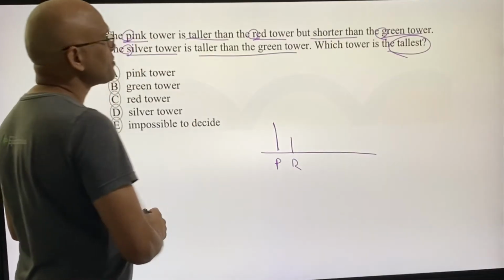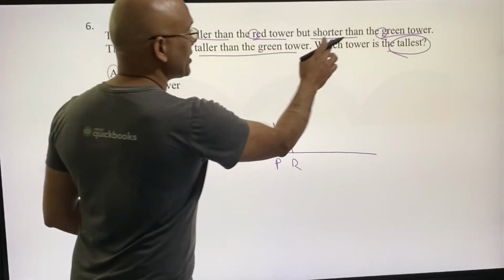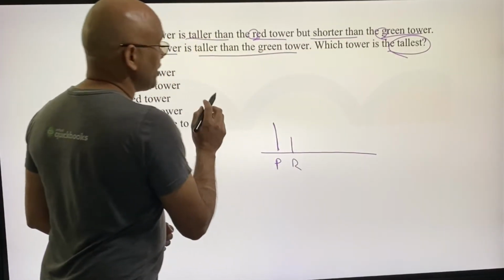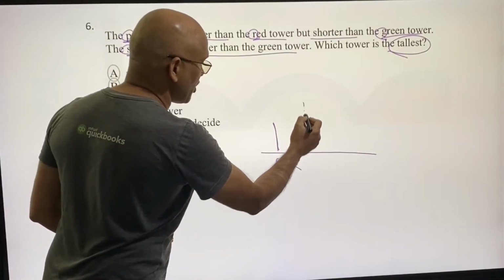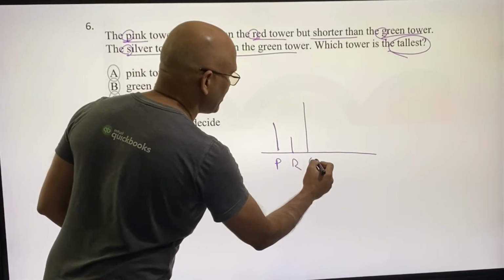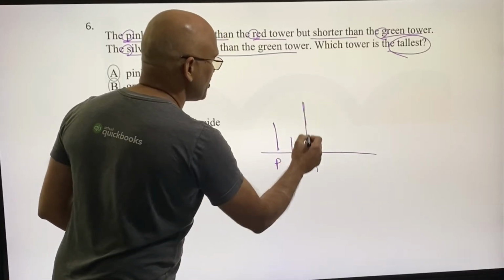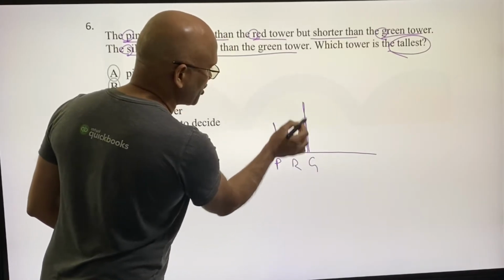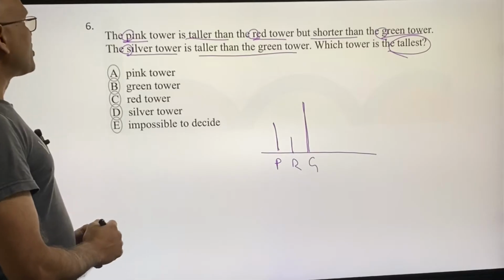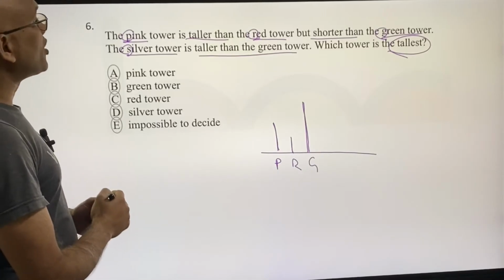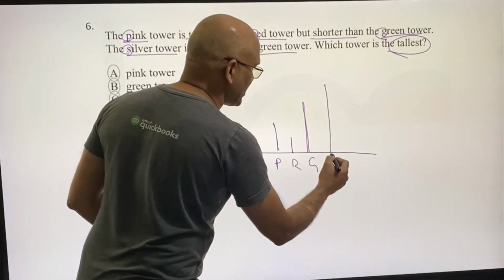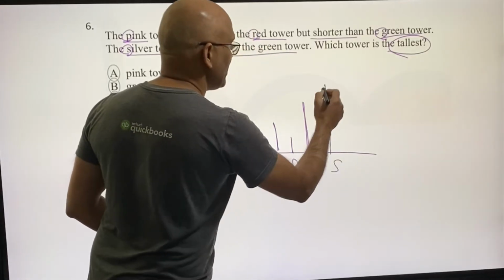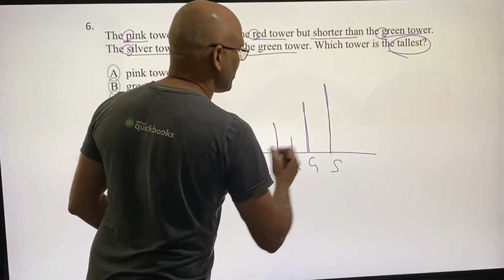But shorter than green tower. The pink is shorter than green. That means green is even taller, right? So this is green. So the pink is shorter than green. Now the silver tower is taller than green tower. The silver tower is even taller than green tower. So S for silver is even taller than the green tower, right?